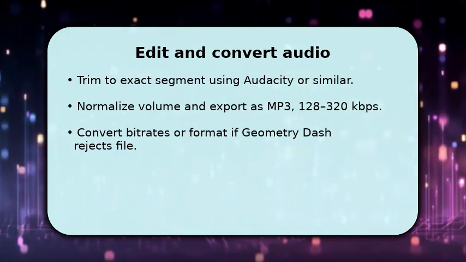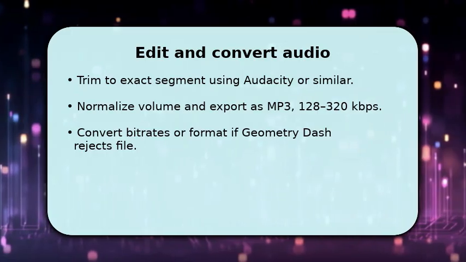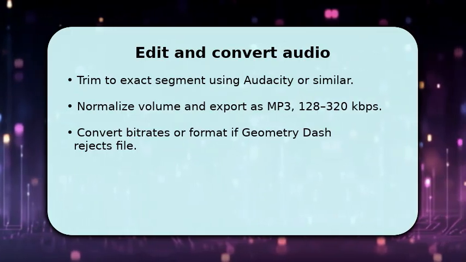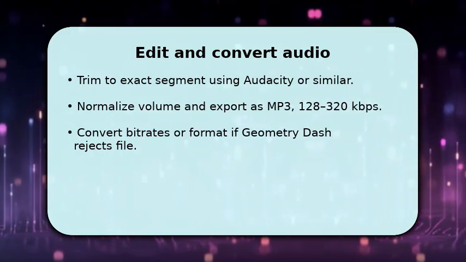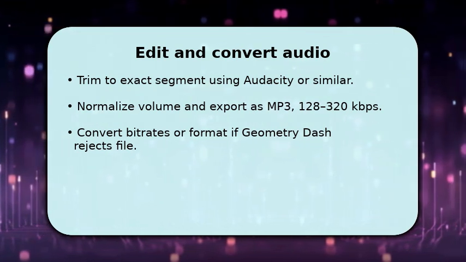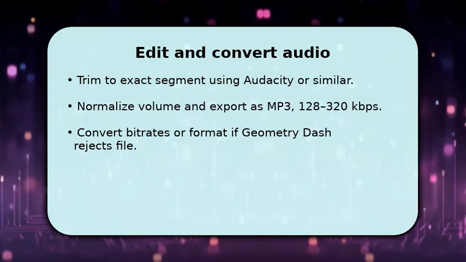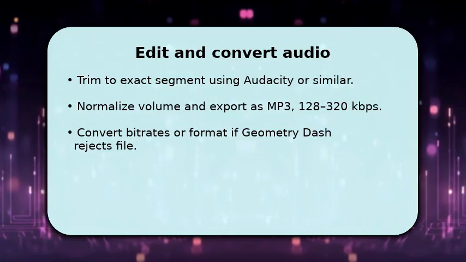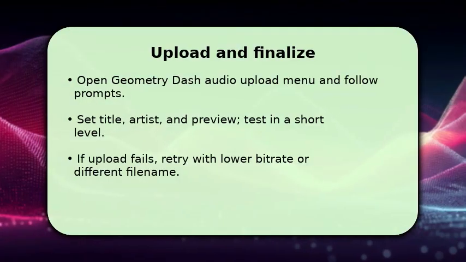Export as MP3 at 128/320 kbps and check the sample rate is 44.1 kHz. If Geometry Dash requires a different format, convert it while keeping the file name simple and unique. This prevents upload collisions. Finish by uploading.